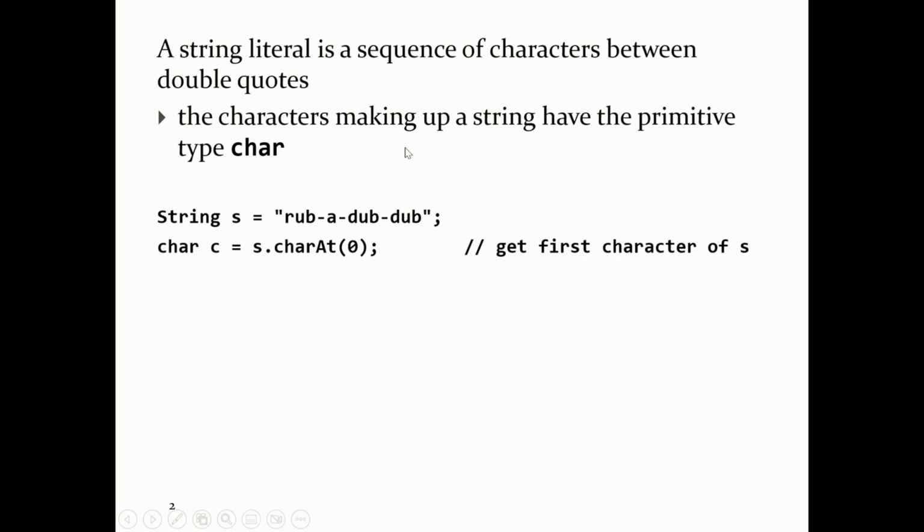Right? So just like C, the characters of a string are made up of chars, individual char elements. A string literal is just something in between double quotes. So here we have a string rub-a-dub-dub. In Java, that makes a string object. The contents of the string are rub-a-dub-dub. And then writing string s equals that object really means that s stores a reference to the string object whose characters are rub-a-dub-dub.